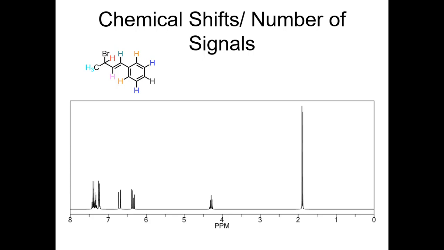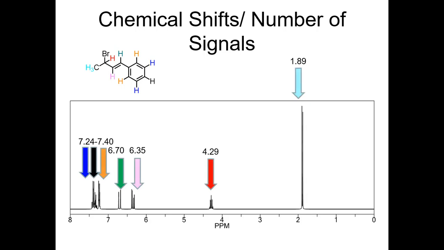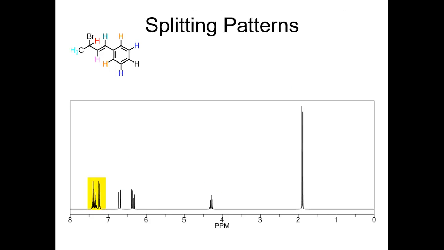Again, we see some aromatic signals, which are represented by the orange protons and the blue protons. We see the alkene is also giving two signals, and then the hydrogen that's attached to the same carbon as bromine, and then the teal colored hydrogens on the methyl group. So let's zoom in on some of the signals. You see the chemical shifts. There's a doublet at 1.89, and then at 4.29 you have a multiplet, and then 6.35 and 6.7, those are your alkene hydrogens. And then the aromatic hydrogens, it's kind of difficult to resolve those. Sometimes they show up as really complex multiplets, but you can see that there are three signals down between 7.24 and 7.40.